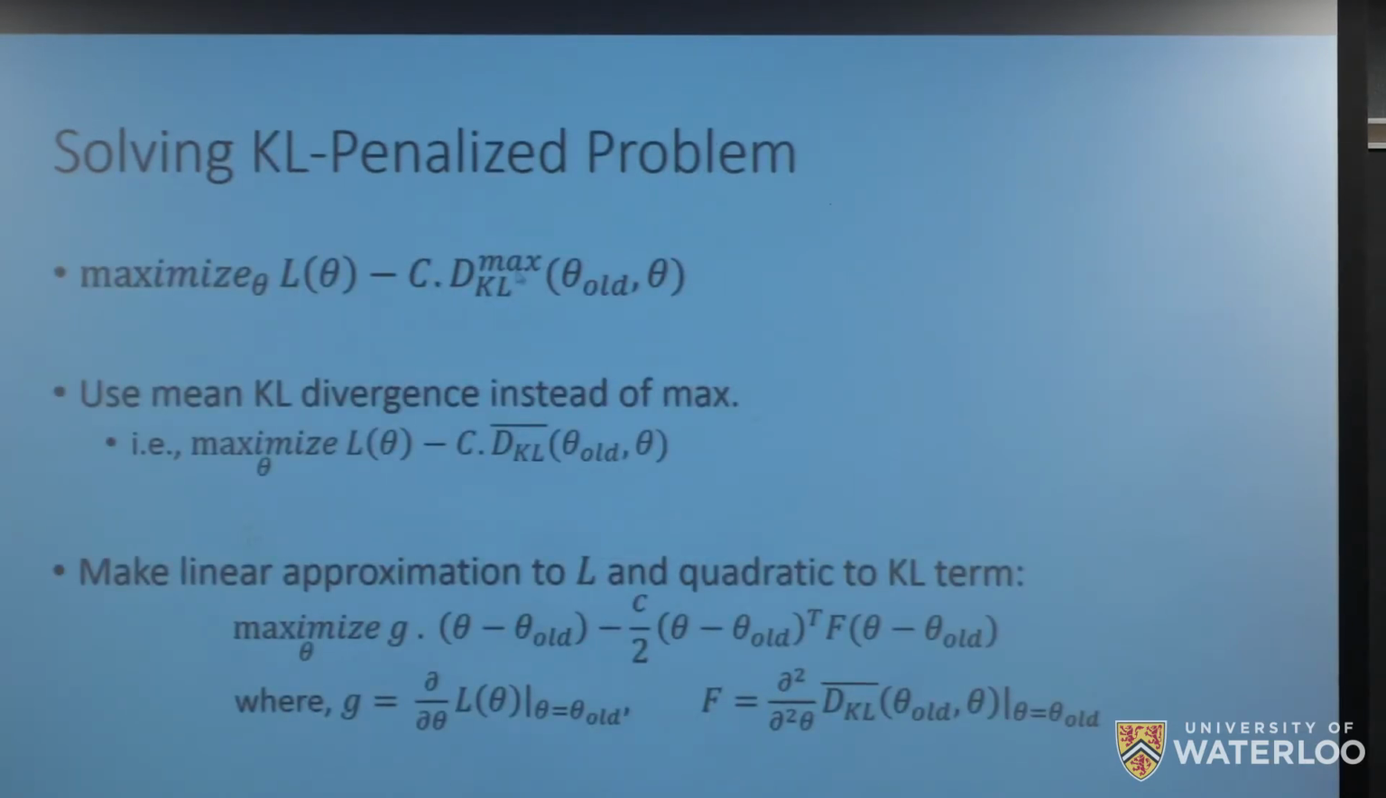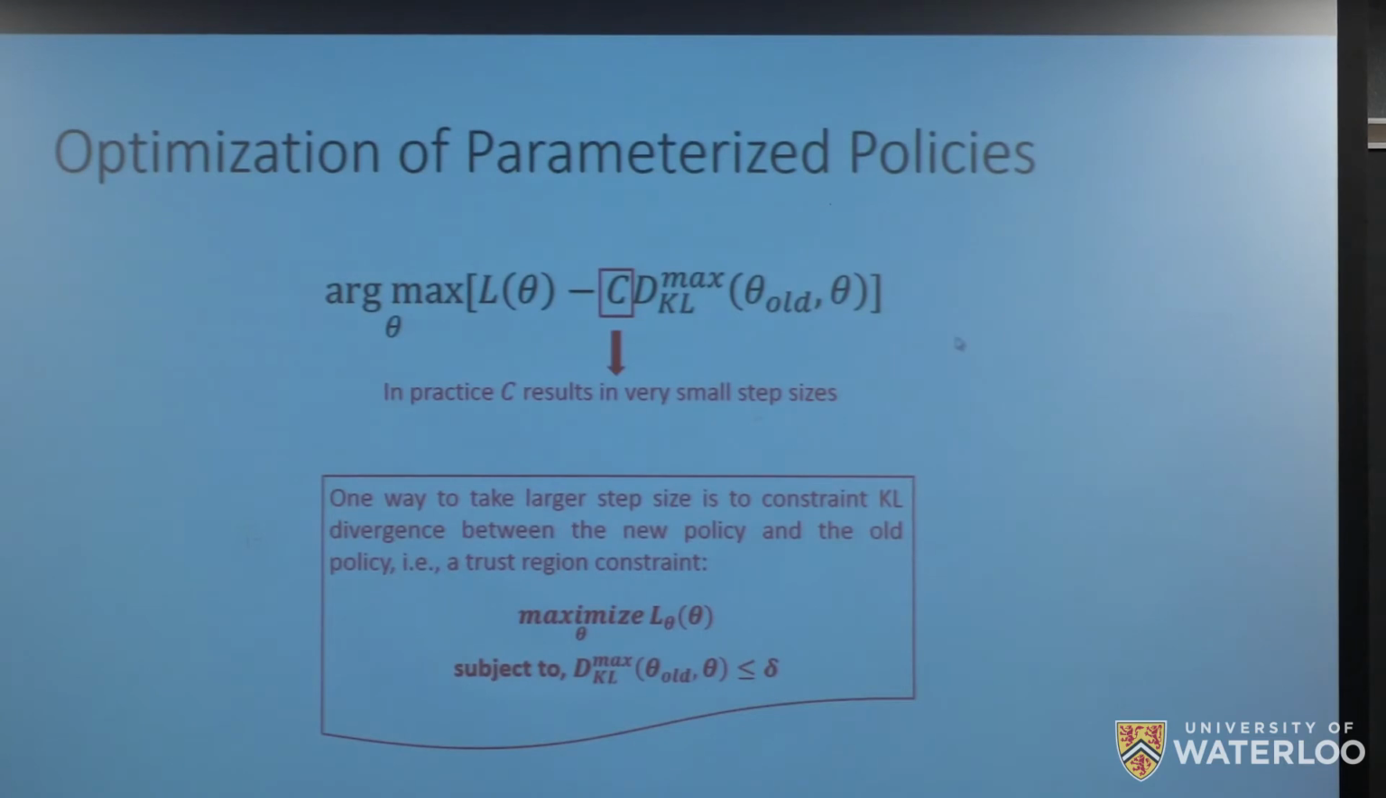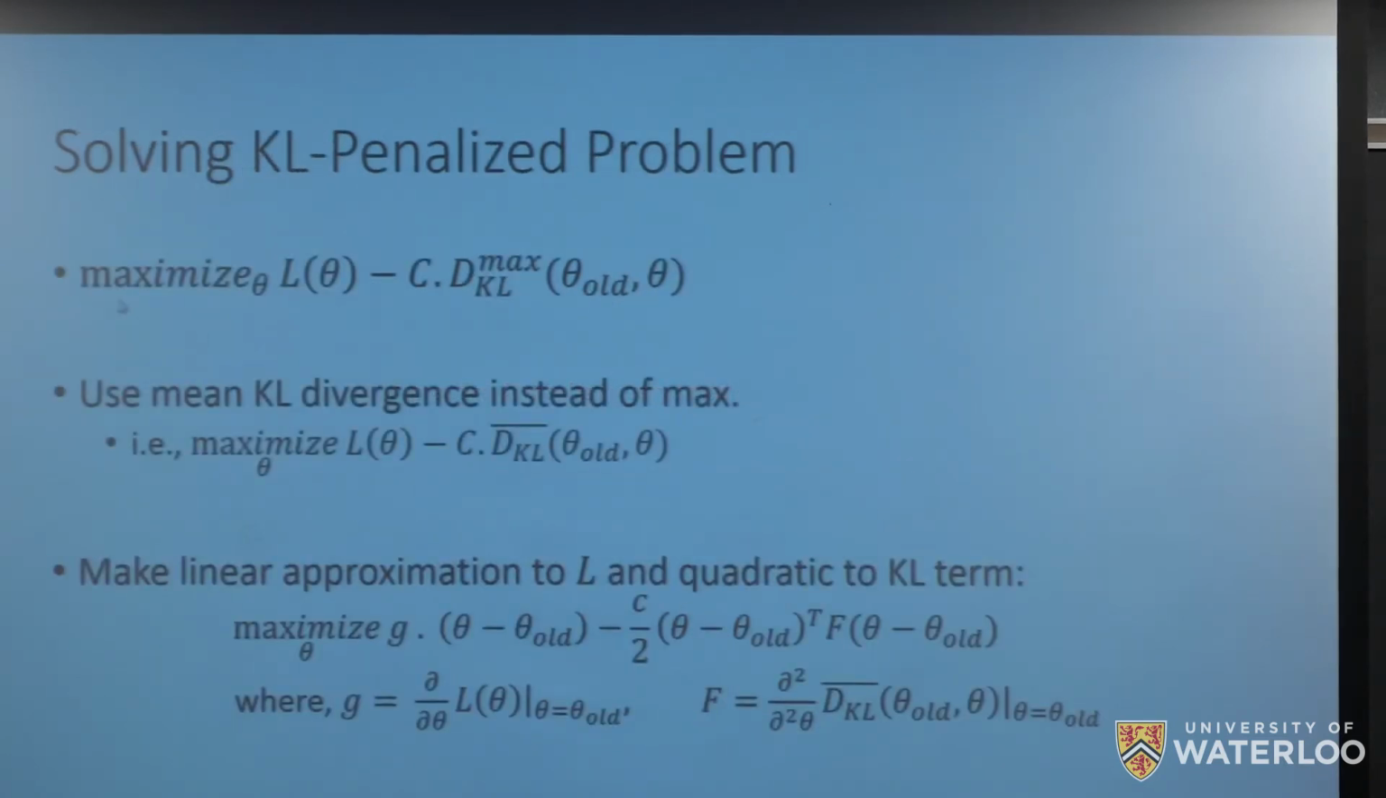So that's how they solve this equation. We have to maximize over the thetas such that this equation is maximized. And yes, they also changed the max KL divergence to the mean KL divergence, because they said it's better to optimize the mean of something instead of a max, as the max is not the best way to optimize this.